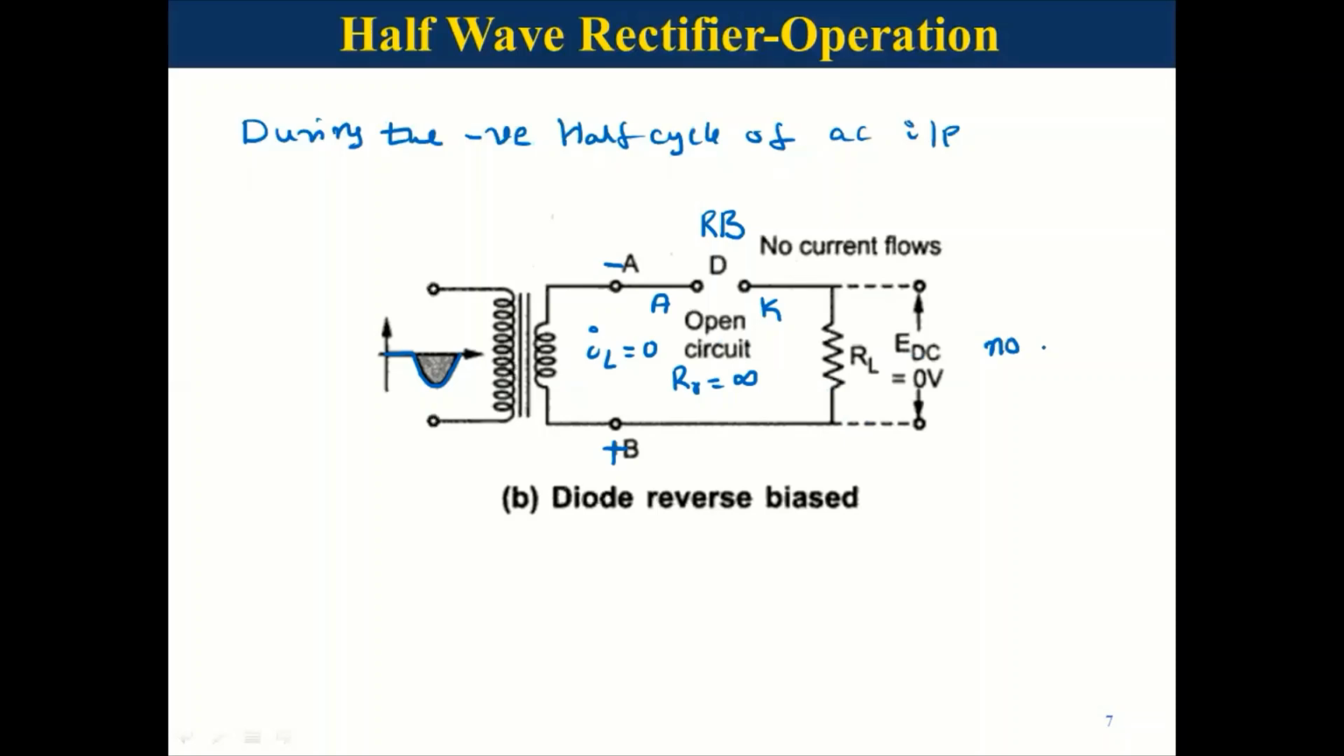No negative half cycle is reproduced at the output. So for a full cycle, there is only half cycle conduction in the load. That's why this particular rectifier we can call a half-wave rectifier. That is the operation of the half-wave rectifier.